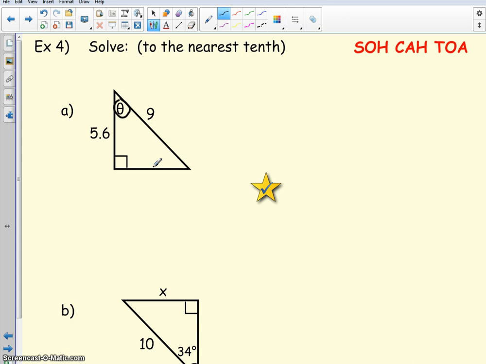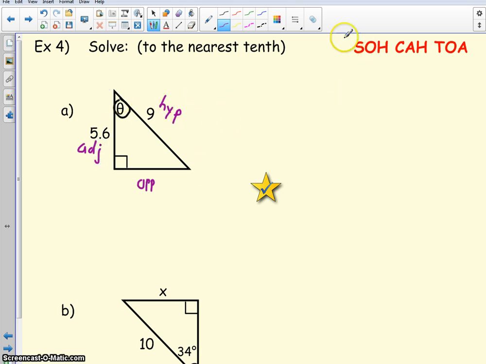The first thing I always do with a trig problem like this, and I suggest that you guys do the same every single time, it avoids mistakes, is to label the sides: adjacent, opposite, and hypotenuse. So in this case, since we're working with this angle right here, the 9 is our hypotenuse. The opposite is the side that we know nothing about right now, and the adjacent is the 5.6.